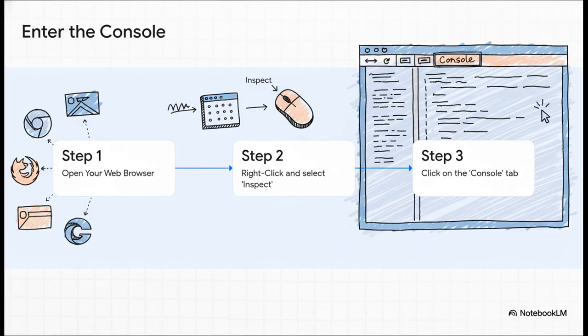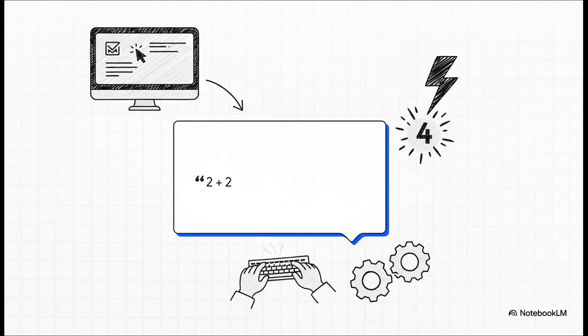Now right-click anywhere on the page and look for an option that says Inspect. A new panel is going to pop up. In that panel, just find and click on the tab that says Console. And just like that, you're in. This console is basically a live playground for JavaScript. You can type commands right into it.